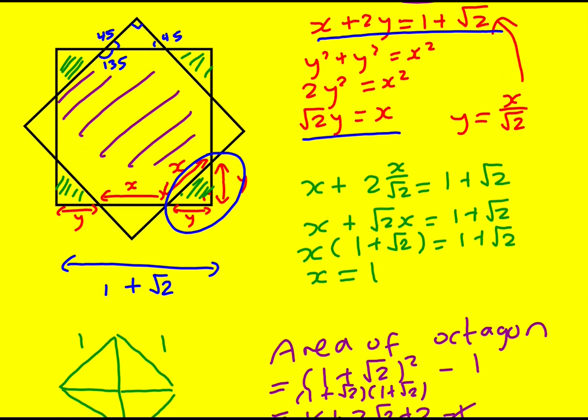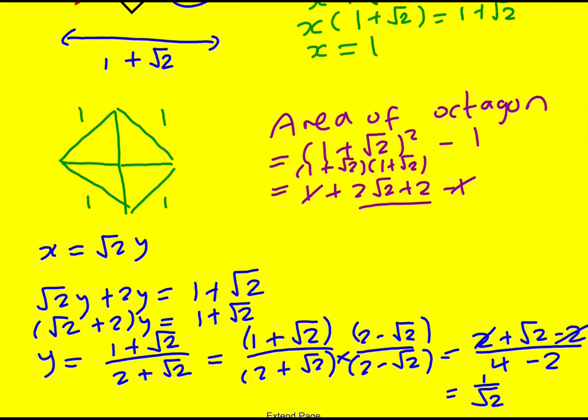So now I've got 1 over root 2 here and 1 over root 2 here. So I can work out the area of that triangle: a half times 1 over root 2 times 1 over root 2. And then there's 4 lots of them. And this ends up again being 1 because I get a half here, I get a half here, I just get 1. So it's a little bit more complicated, but you can see it also works.